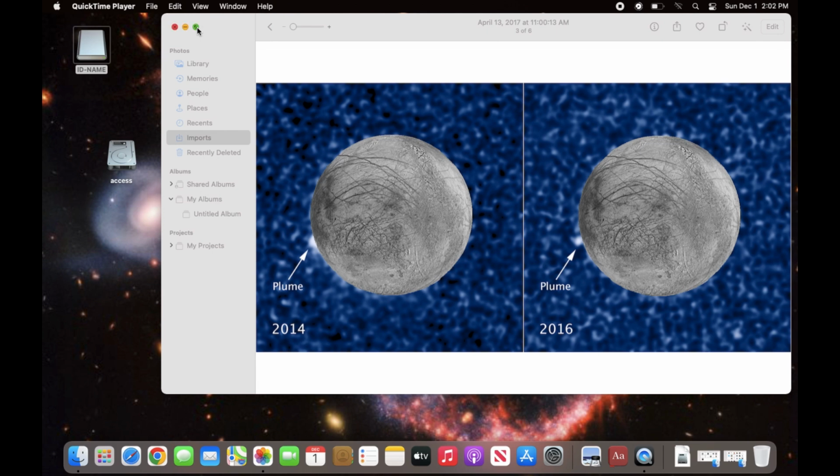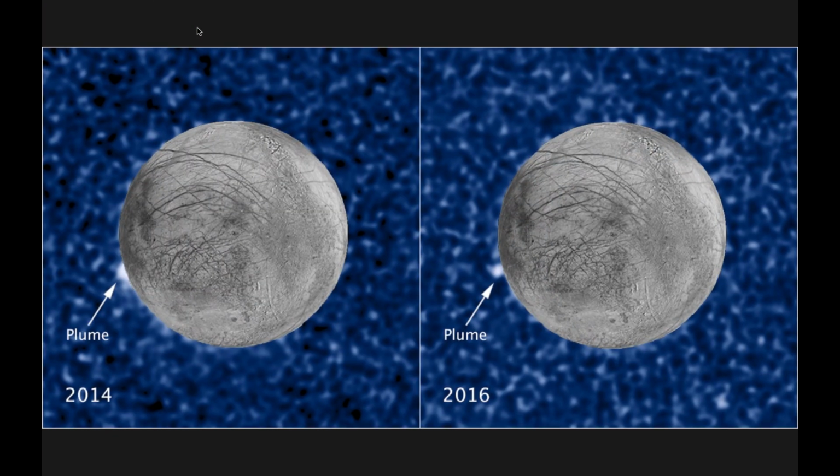And these other pics would be a photo of Europa that's been super expanded on the Hubble image, and it was created with NASA's Galileo mission to Jupiter, and we're looking at plumes in the same spot. And this would be 2014, this would be 2016.